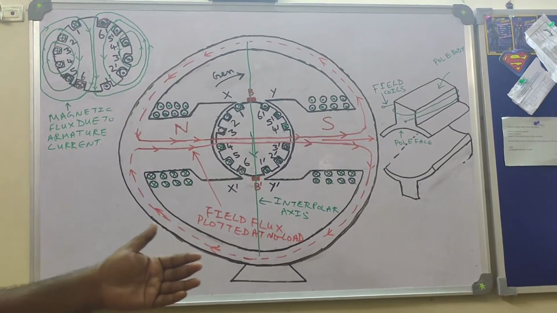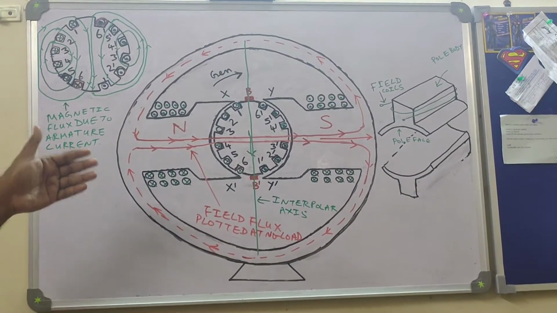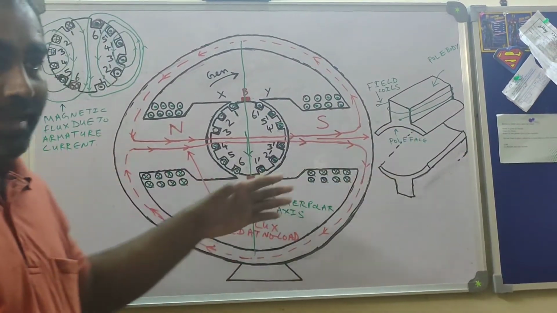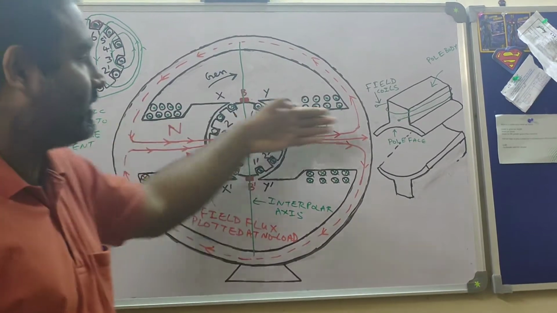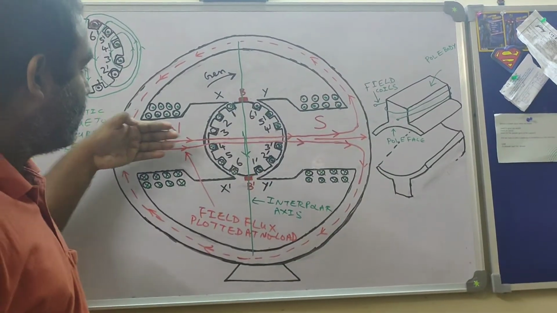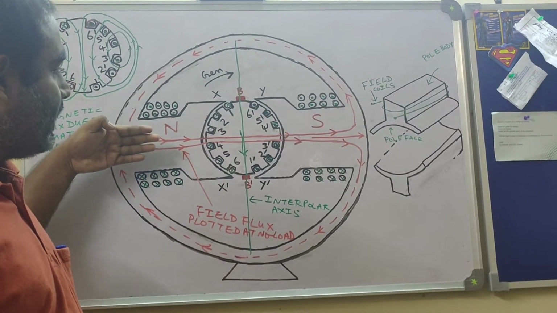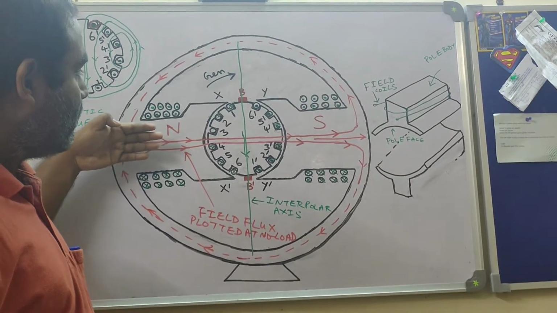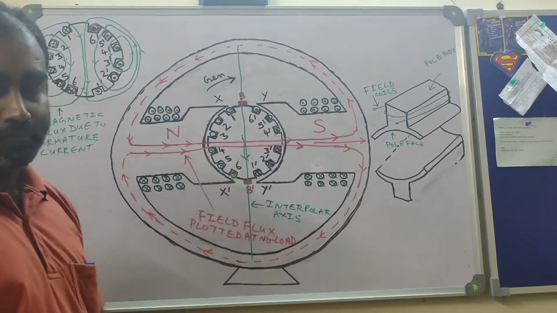Whereas along the field axis or the polar axis, what do you find? That the magnetic lines of flux due to the field winding are directed along the polar axis, like this one. So this is your field winding axis or polar axis. Along this the field flux is directed, and along this you see the air gap is also a minimum.